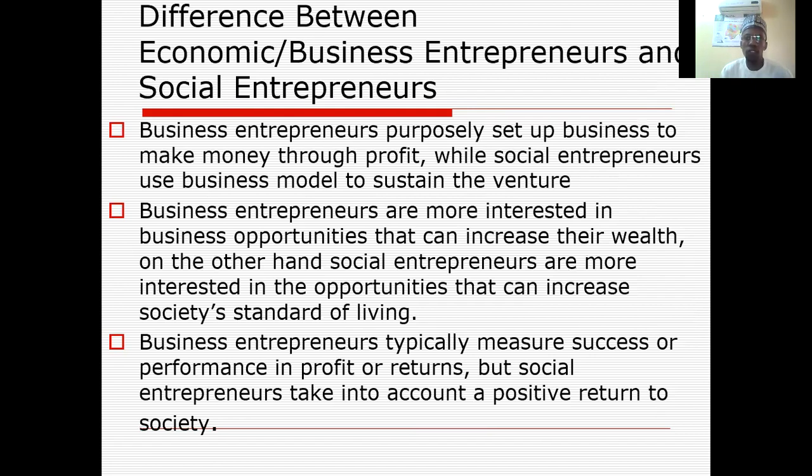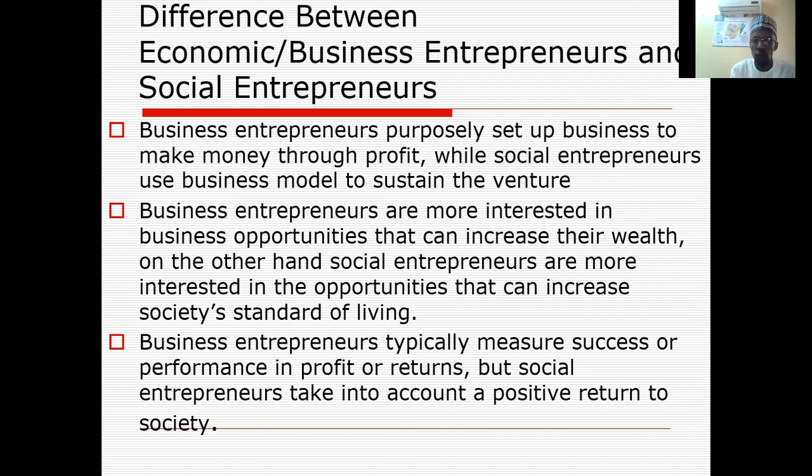So, the difference between economic or business entrepreneurs and social entrepreneurs. Business entrepreneurs purposely set up business to make money through profits. Like I told you earlier on, economic entrepreneurs primarily create ventures to make money, to increase their wealth, while social entrepreneurs use a business model to sustain the venture. On the other hand, social entrepreneurs use business like buying and selling, producing and selling, offering services for sale, and so many other business models to sustain their venture so that they continue providing their social service to the target audience or people. You understand? These are the major differences. These people go into business because they want to make profit. This one goes into business because they want to provide income for their activity so that they continue doing the activity to help people out of their problems.